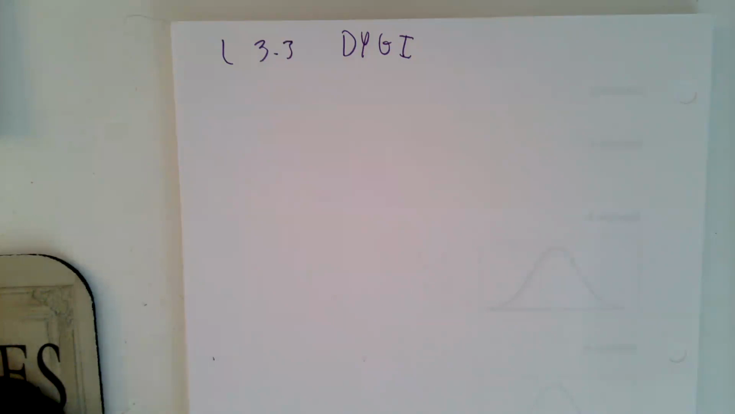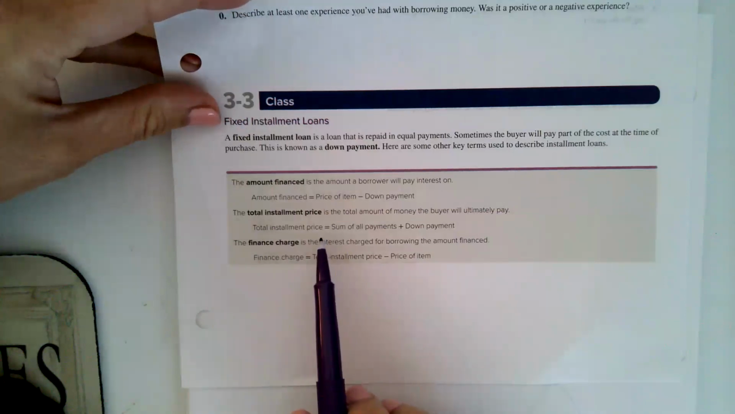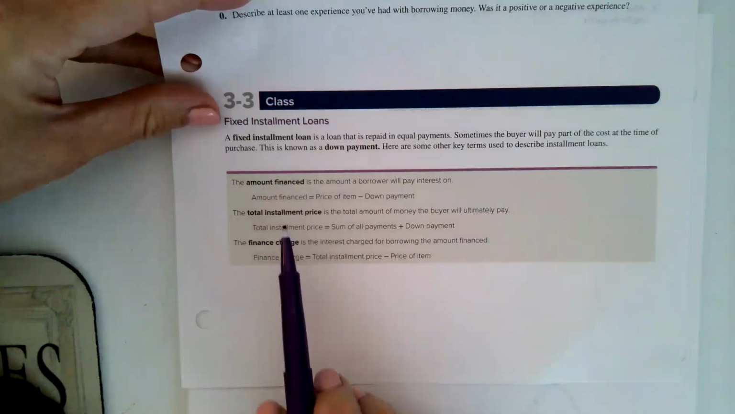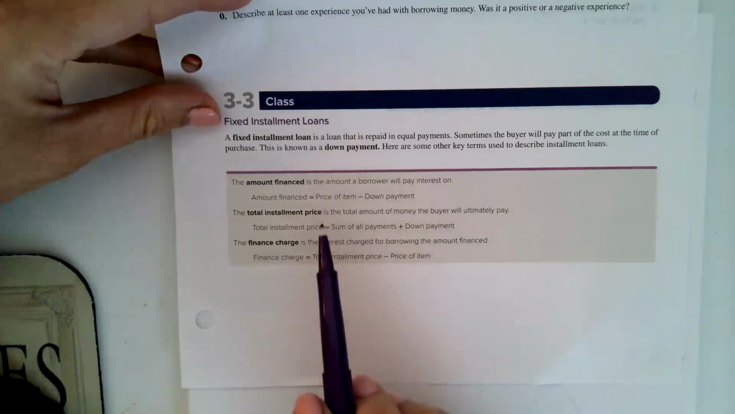And this video is going to be just for the first part of 3.3 regarding installment purchases, as in a car purchase is an installment purchase where you pay monthly or weekly, but usually monthly. So the first three definitions that you learned in the lesson were the amount financed, the total installment price, and the finance charge. And you're going to need these formulas set off to the side to work on the Did You Get It?